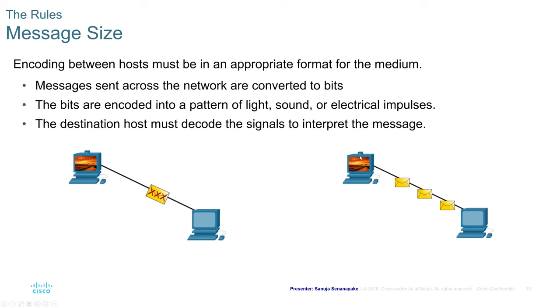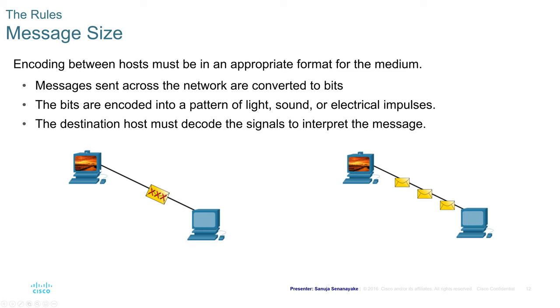And let's look at the message size. Encoding between hosts must be in an appropriate format for the medium. The messages sent across the network are converted to bits, and the bits are encoded into patterns of light, sound, or electrical impulses. Then the destination host must decode the signal to interpret the message. So how it's going to work is, you send an email and it gets encoded and converted into either light, sound, or electrical pulses.